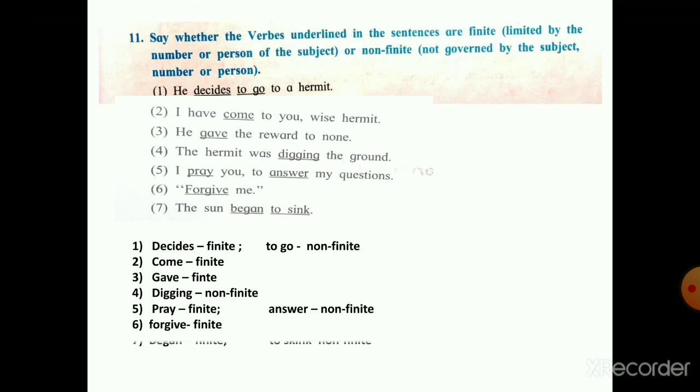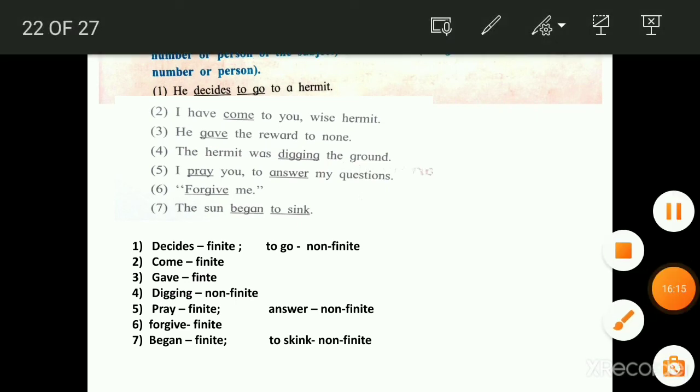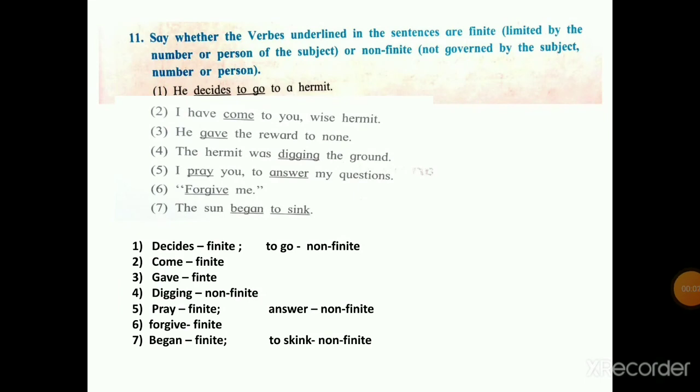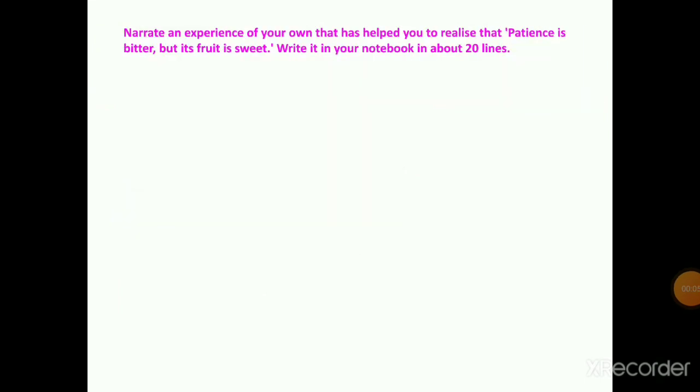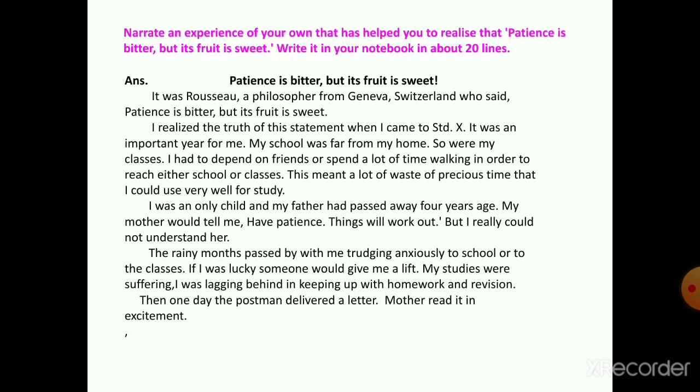And in question number 7, the sun began to sink. In this sentence, began is the finite and to sink is the non-finite. Also take the screenshot of this. And your next question is, narrate an experience of your own that has helped you to realize that patience is bitter but its fruit is sweet. Write in your notebook about 20 lines. देखिए यहाँ पे पेशेंस इज बेटर बट इट्स फ्रूट इज स्वीट, इस पे आपको नियर अबाउट 20 लाइन्स लिखनी है.